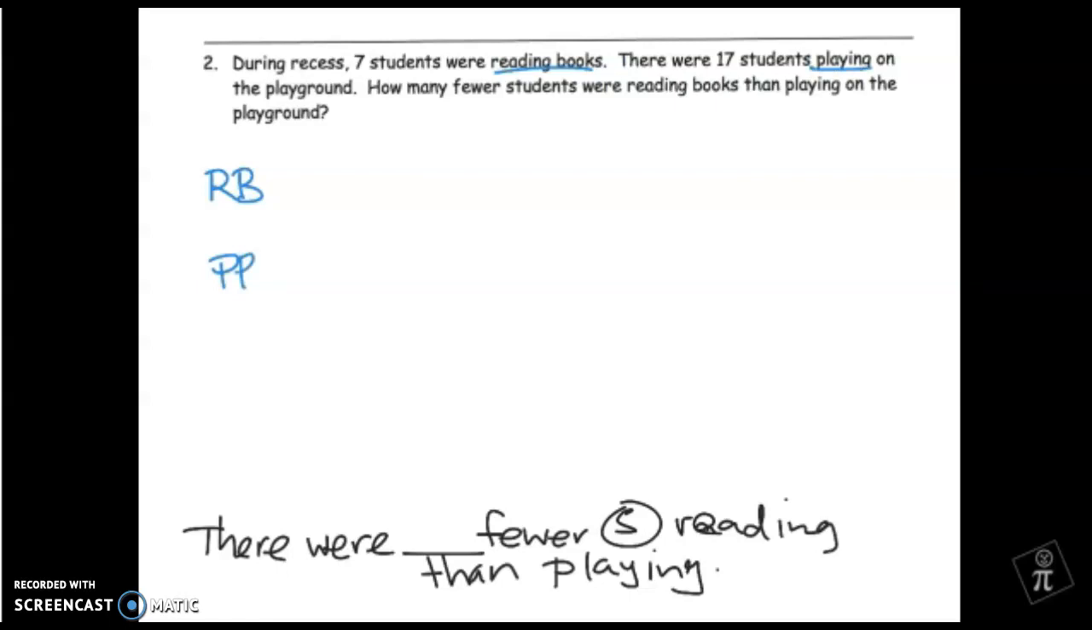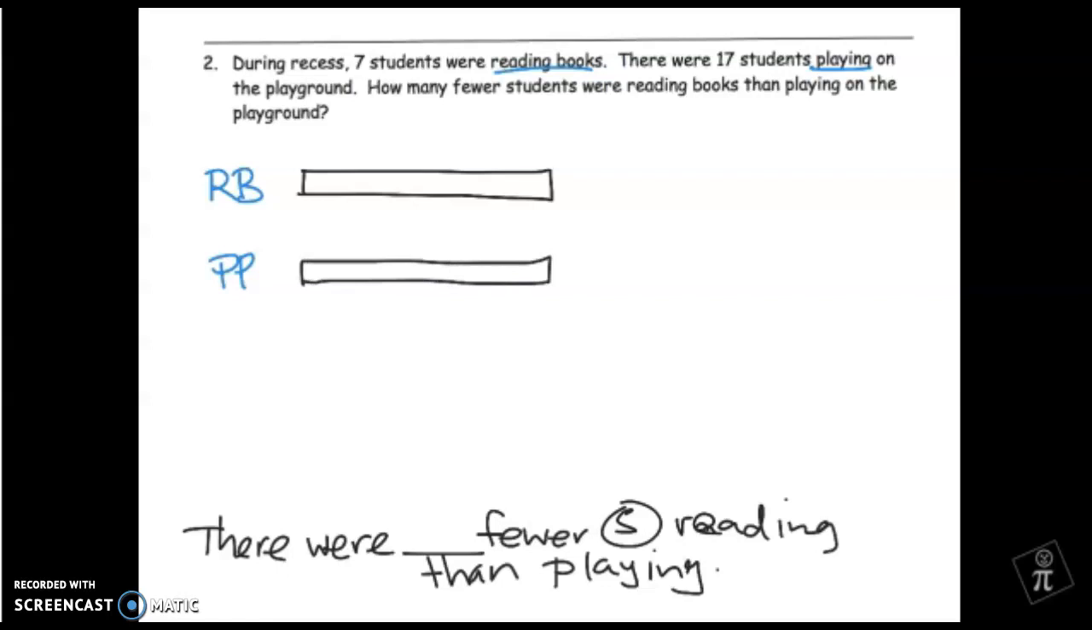So now we're going to start by giving each one of them the exact same tape. I generally always start with giving them the exact same tape, and then I'm going to go back and read the question and modify the tapes as necessary. So it says, during recess, 7 students were reading books. So that means this tape right here is our 7. So there's our 7.